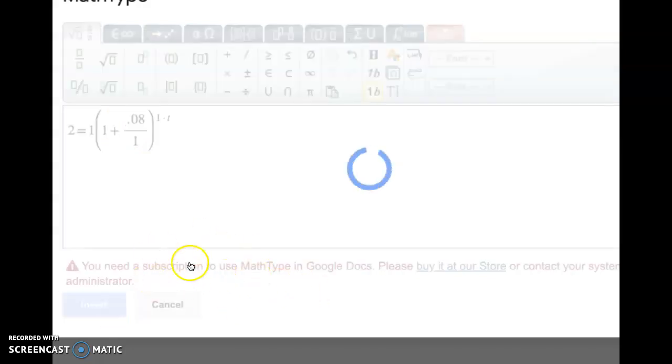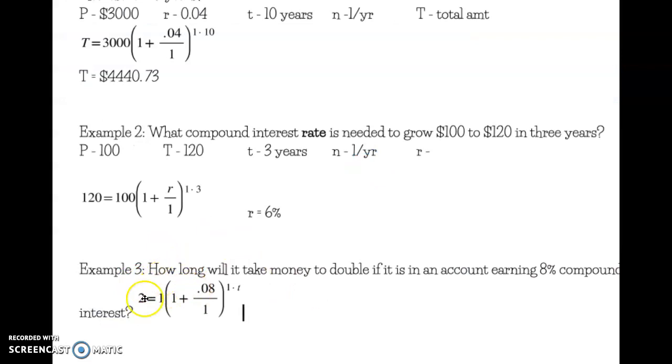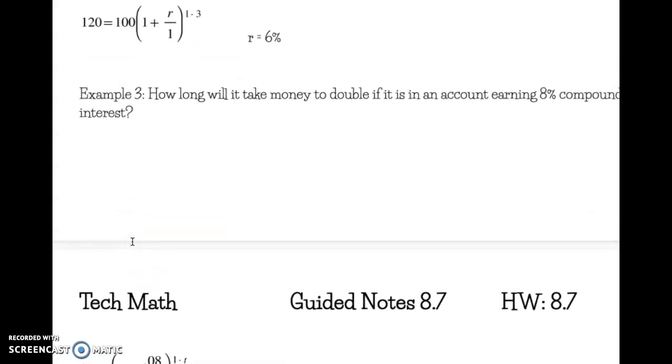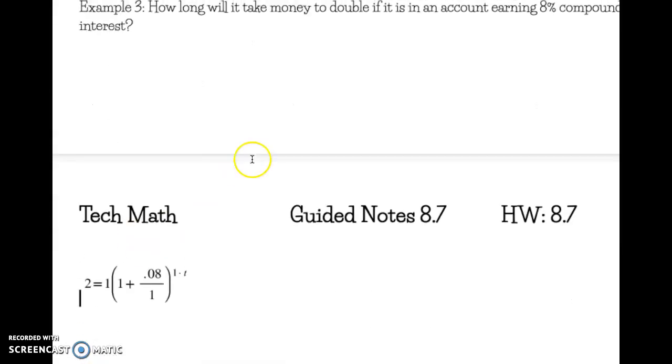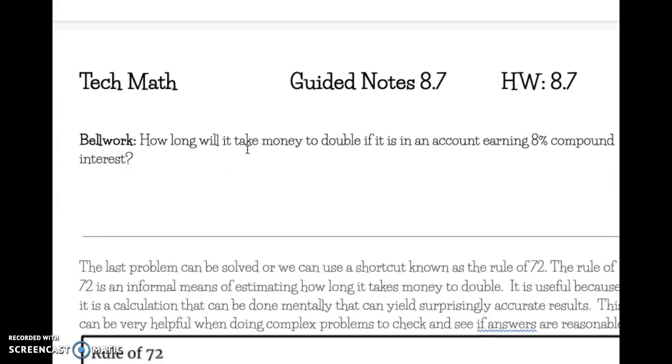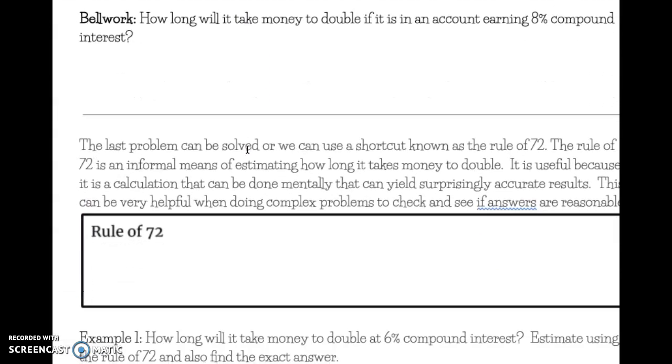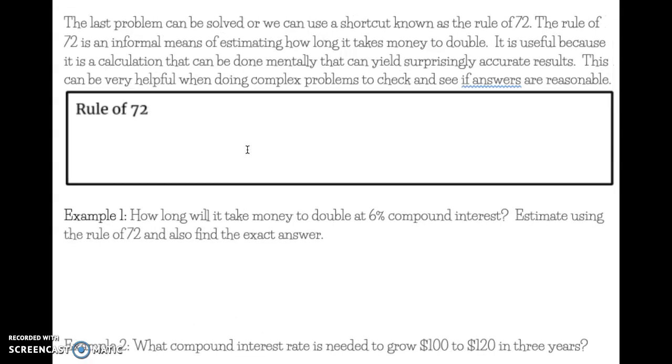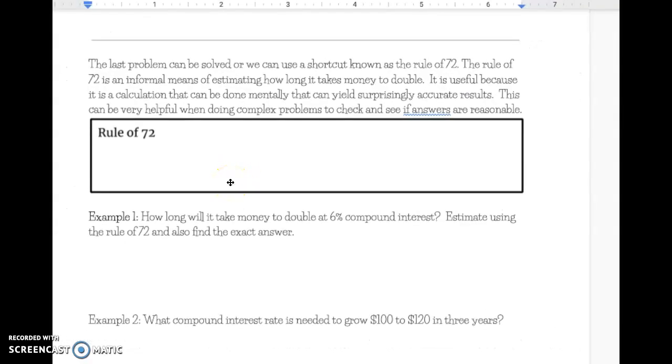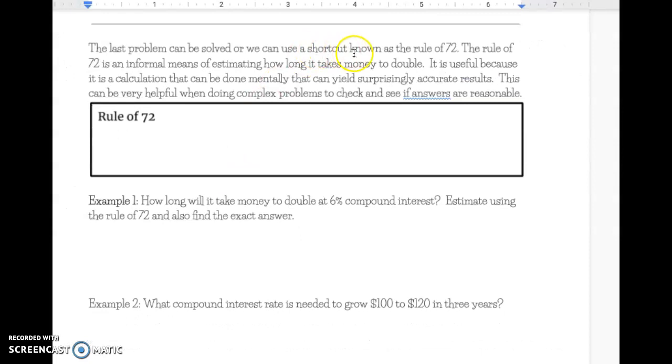Now, I could, in theory, solve this for t. It would not be easy. So, I have a better option. I have something called the rule of 72. So, if you look here, the last problem I did can be solved, or we can use a shortcut known as the rule of 72. I'm going to talk about that in the next video, so go over and check that one out. I don't want to do this because I am running out of time on this video. So 8.7 will be in the next video.